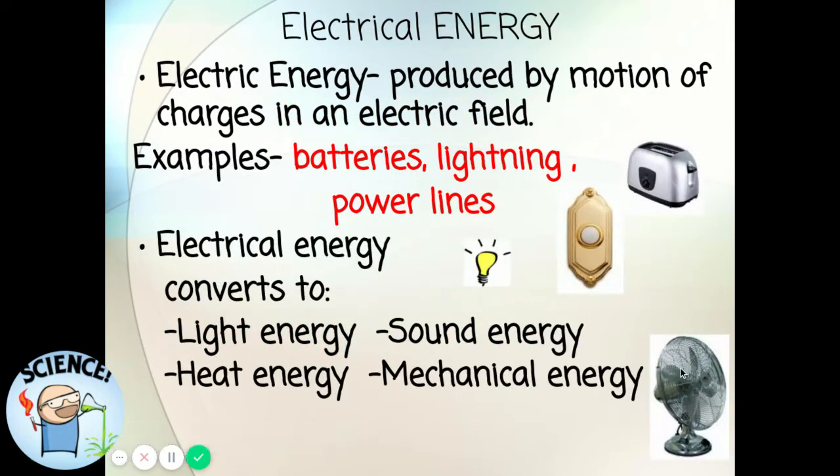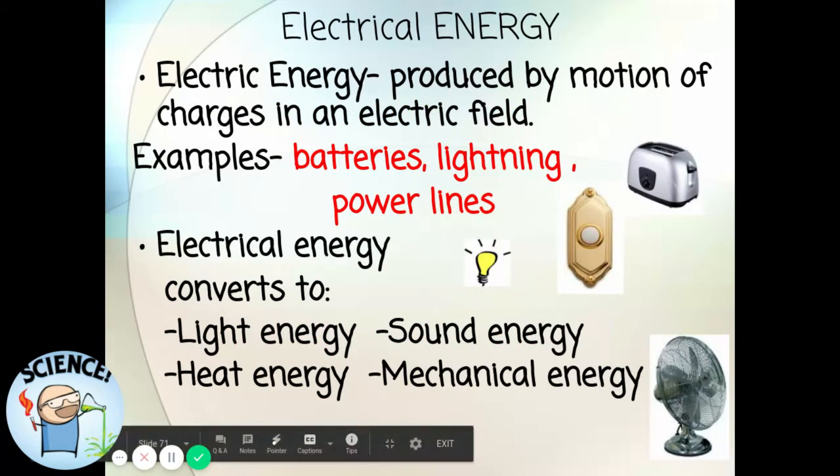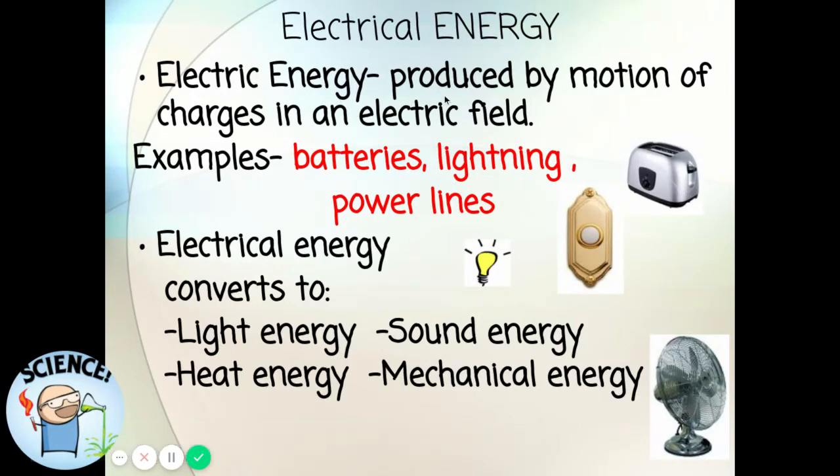Electrical energy is something we're going to talk about in much more detail towards the end of this unit. But for now, electrical energy is produced by the motion of charges in an electric field. Specifically, we're talking about electrons moving. But we'll go into more detail later on about that. Some examples for now: batteries, they give us electricity. Lightning, power lines can move electricity.